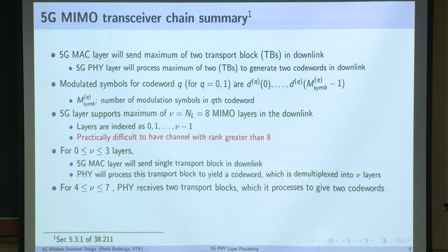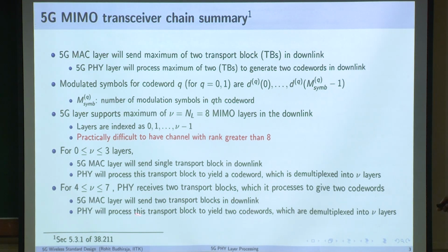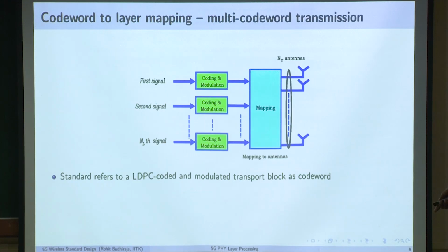For the rank between 4 to 7, if the number of layers is between 4 to 7, the PHY receives 2 transfer blocks which it processes to give 2 code words. So for this case, the MAC layer sends 2 transfer blocks in the downlink. This is a summary. Now PHY will process these transfer blocks to yield 2 code words which are demultiplexed depending on how many layers you have. It can be from 5 to 8. That's how the processing gets done.